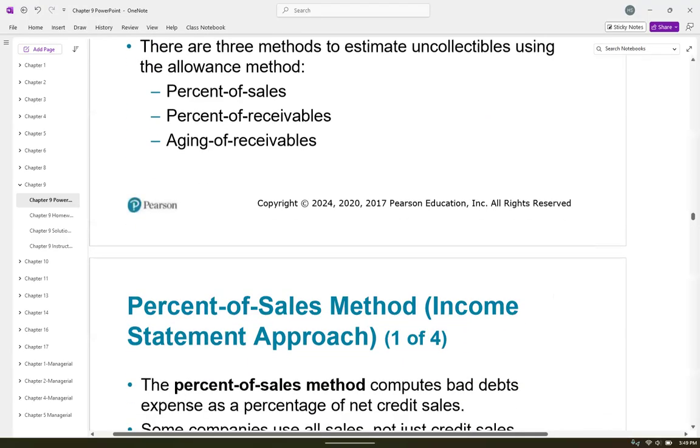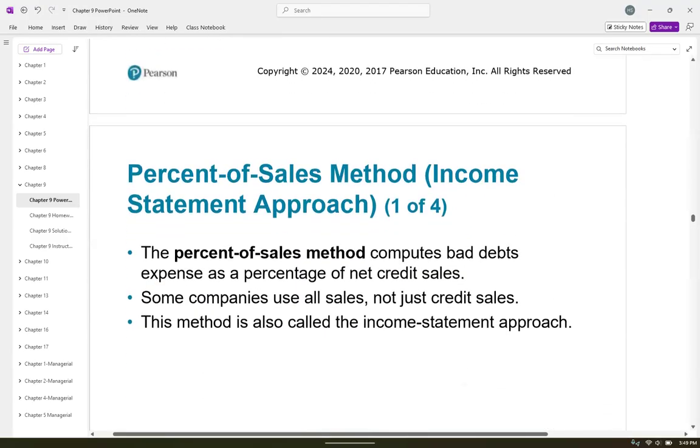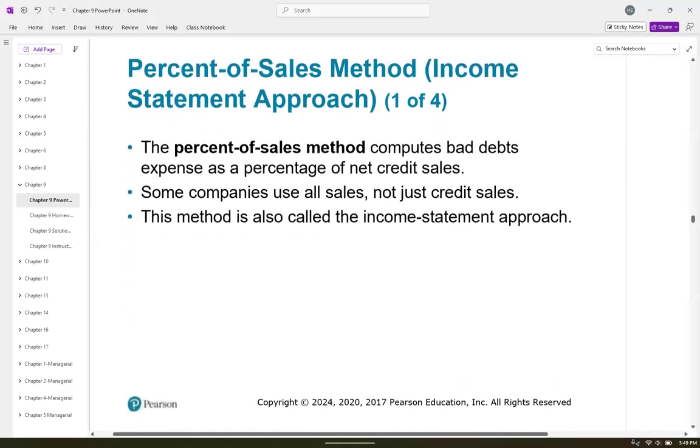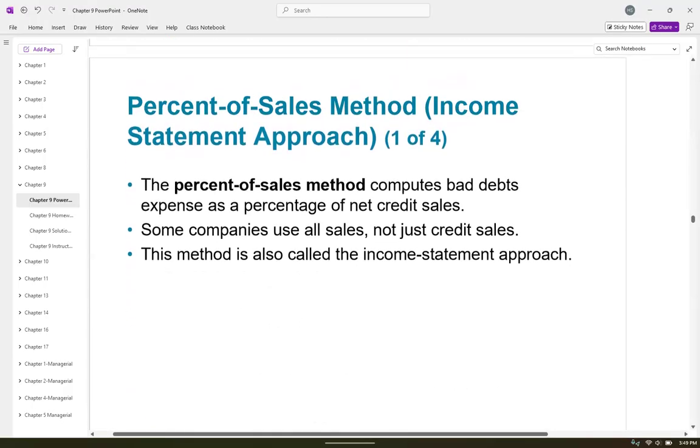So let's do the first one, the percent of sales method. I go from easiest to hardest here. The direct write-off method is the easiest. We're going to the next easiest. This one is a lot simpler. The other two are going to be a lot more complicated, so just hold on with me. Enjoy the easy for right now. They're going to look at sales.